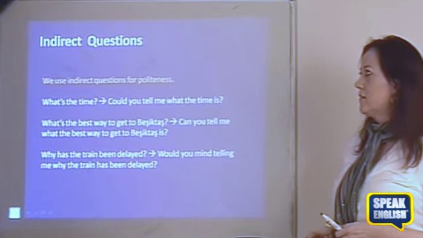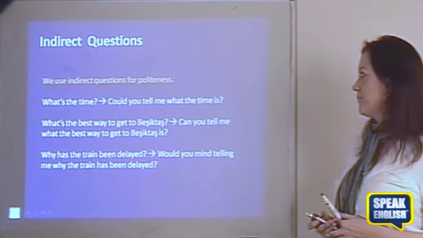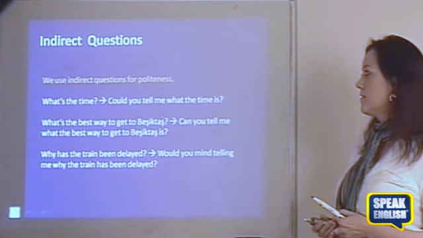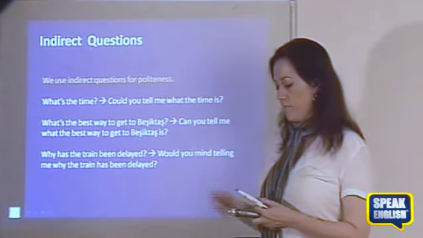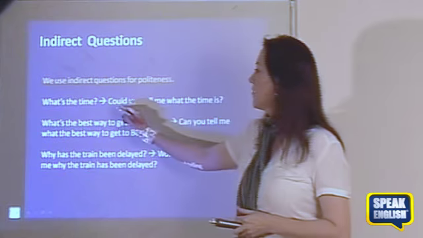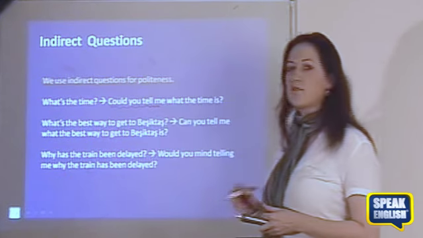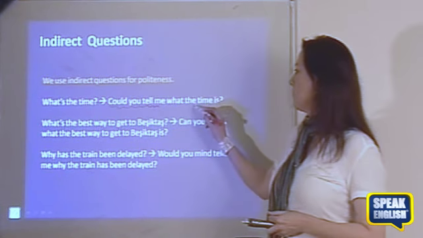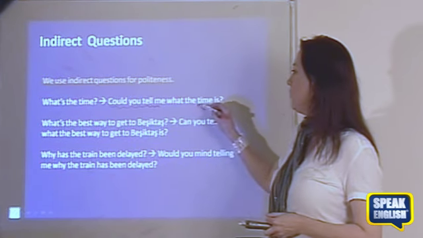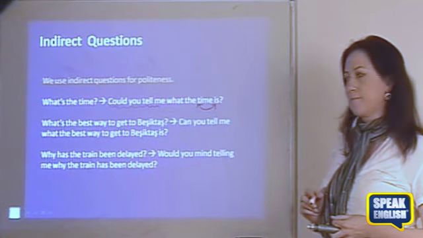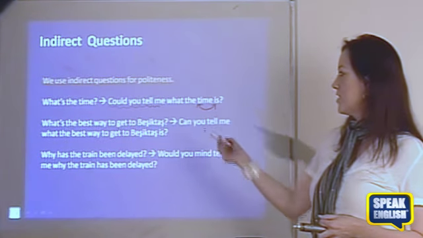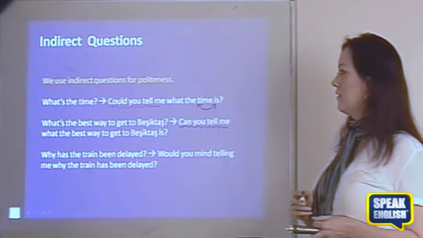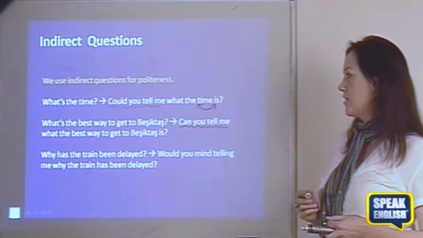And lastly, we looked at indirect questions today, and we use indirect questions for extra politeness. So if we say, what's the time? We add an indirect phrase, such as, could you tell me what the time is? Also, the verb and the subject change place. What's the best way to get to Besiktas? Can you tell me what the best way to get to Besiktas is?